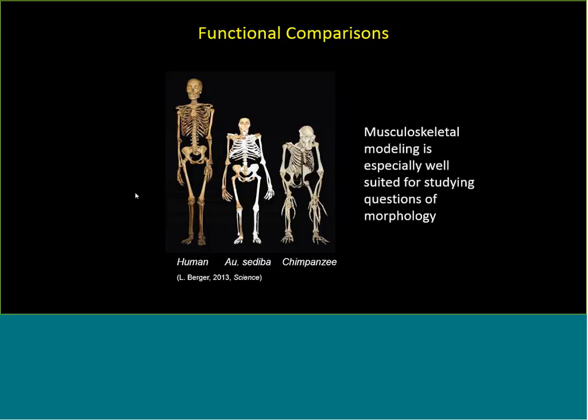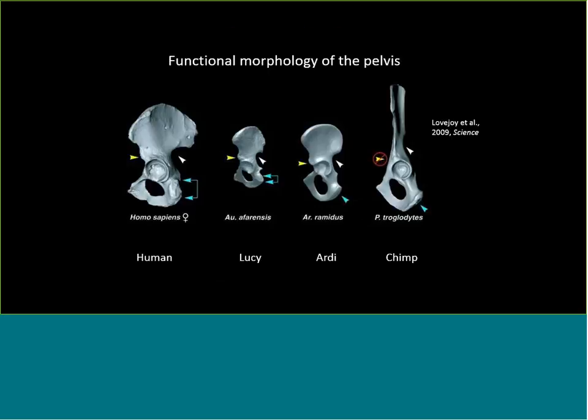And for these types of questions, it turns out that musculoskeletal modeling is really well suited for addressing these types of questions because the morphology itself is represented in the model, and you can either make meaningful comparisons between two different individuals or two different species, or you can also change aspects of the morphology and see what the impact is on movement. Just to give you a more concrete example here.